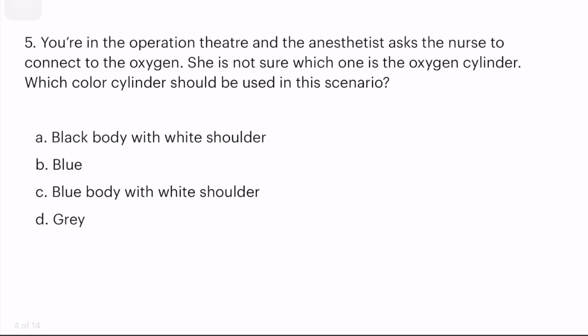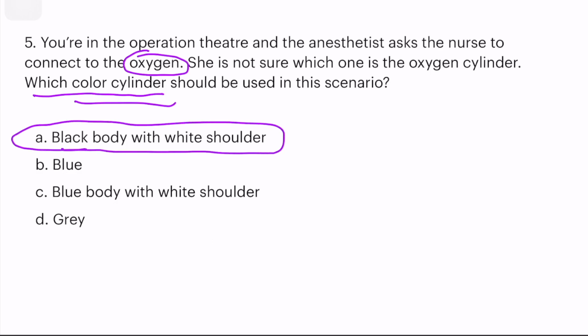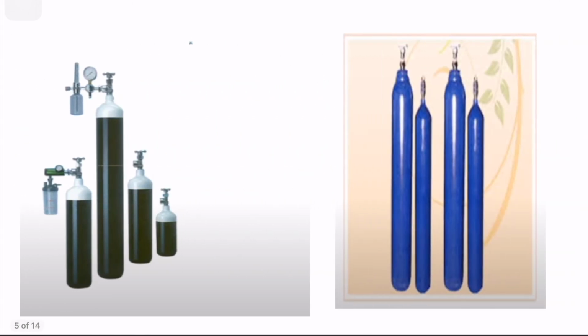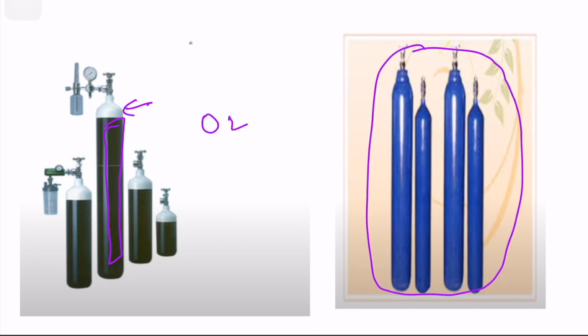Next question. They've asked about the color coding of the cylinder. So when you glance at the question itself, you can see oxygen. So they've asked about oxygen cylinder's color, and we know it is black body and white shoulder. This is the answer. And we will also see about other cylinders. So in this picture, you can see black body and white shoulder. So this is oxygen, and here it is fully blue, and that would be N2O.